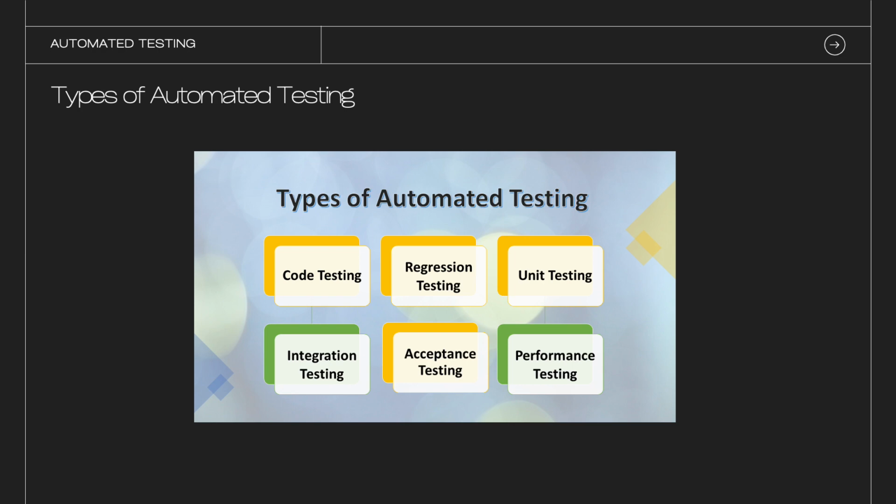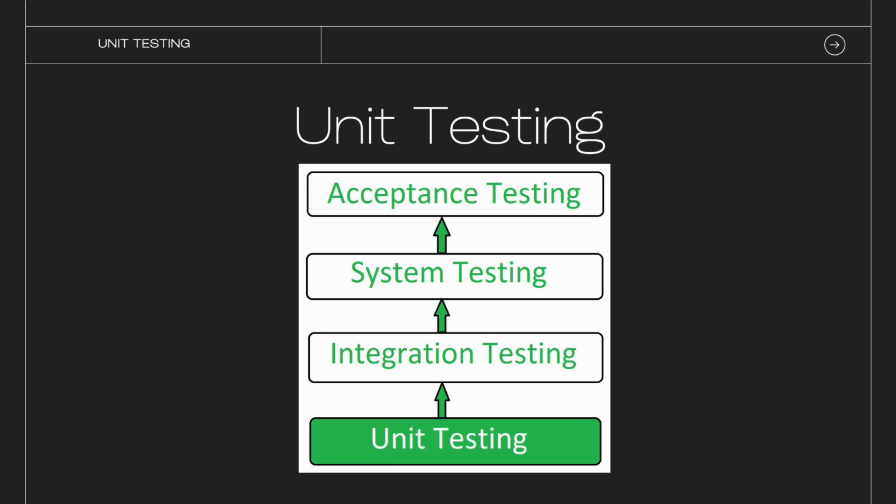Now let's look at automated testing. There are various types of automated testing like code testing, regression testing, unit testing, integration testing, acceptance testing, performance testing. But today we are going to focus on the top three widely used automated testing. These are unit testing, integration testing, and regression testing. Our first stop is unit testing.